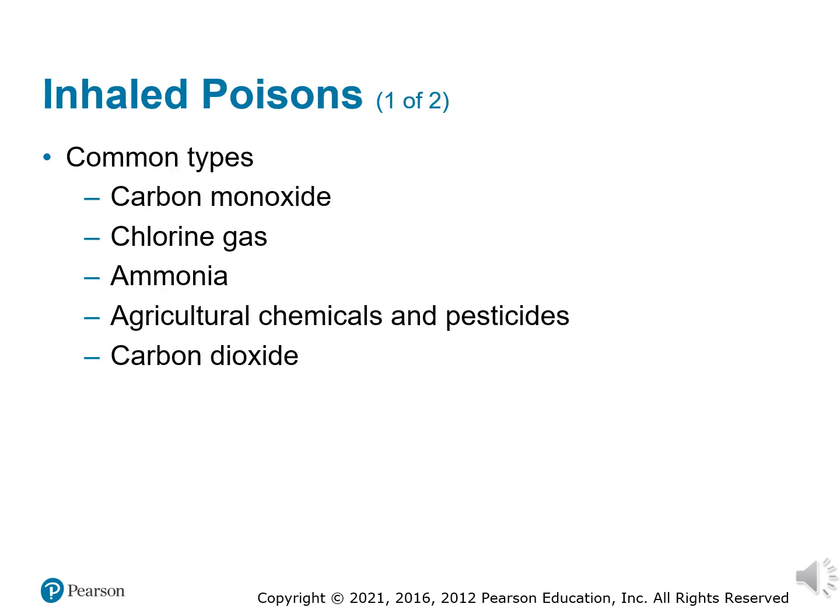Next is inhaled poisoning. Common types are carbon monoxide, that deadly killer that we'll talk about more. Carbon monoxide is especially prevalent in the wintertime in fish houses or enclosed buildings where they have heaters going. Others include chlorine gas, ammonia, agricultural chemicals and pesticides, and carbon dioxide.